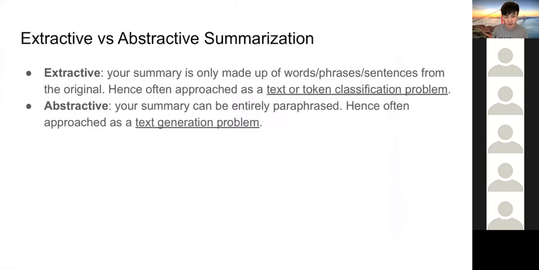But you need to note that there are actually two types of summarization. One is called extractive. Extractive summarization is a simplification of the problem by enforcing your summary to be only made up of words, phrases, or sentences from the original. So hence the problem can be approached as a text or token classification problem. Do you see why this is the case? Because essentially what you're trying to do is, you're given a sequence, right? And then in the extractive case, you're given a sequence.